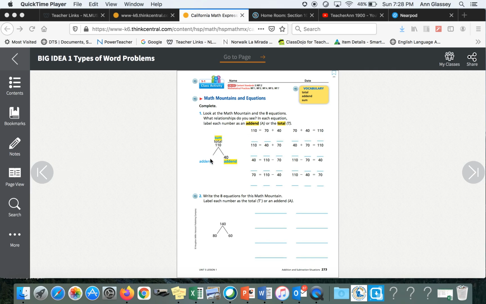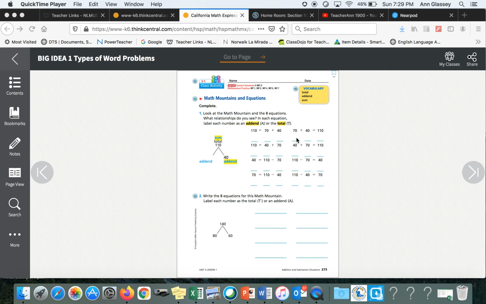So here you can see a math mountain and it says that the total is 110. So under 110 you'll put a T for total. It says that 40 is an addend, so you'll put an A under the 40 for addend. What is 70 going to be? Remember, addends are the numbers that you are adding together. So will you put A for addend under 70 or T for total? Look at the math mountain.